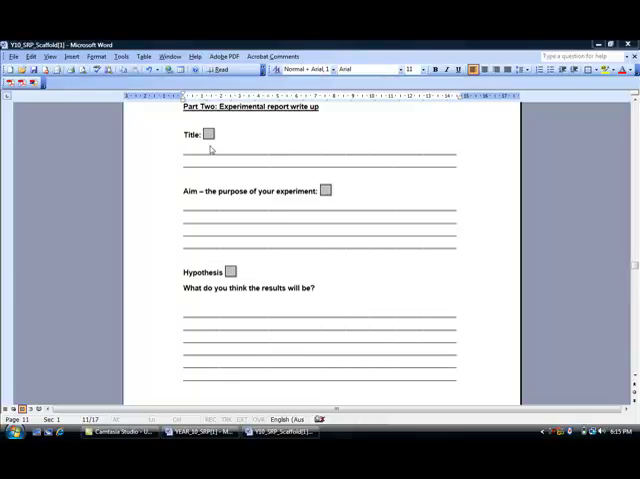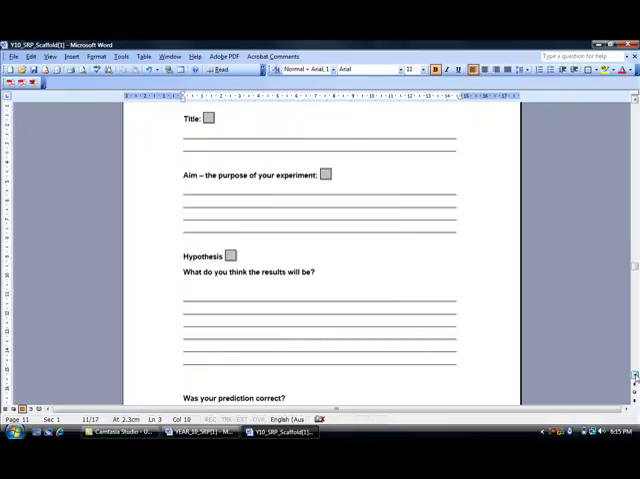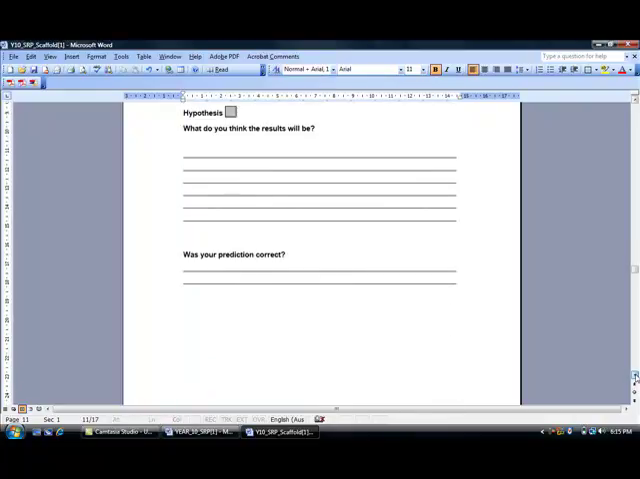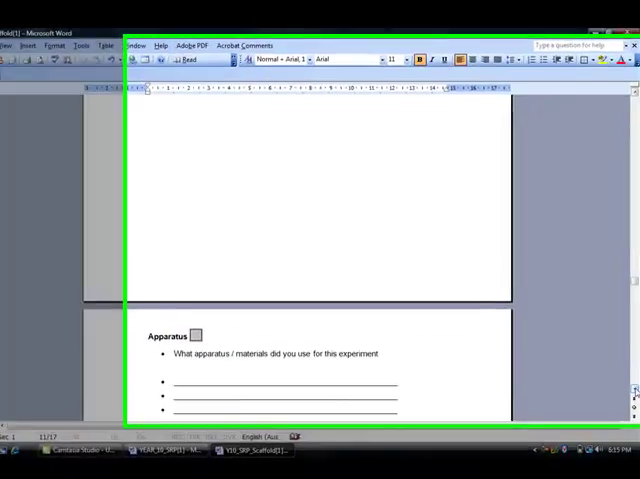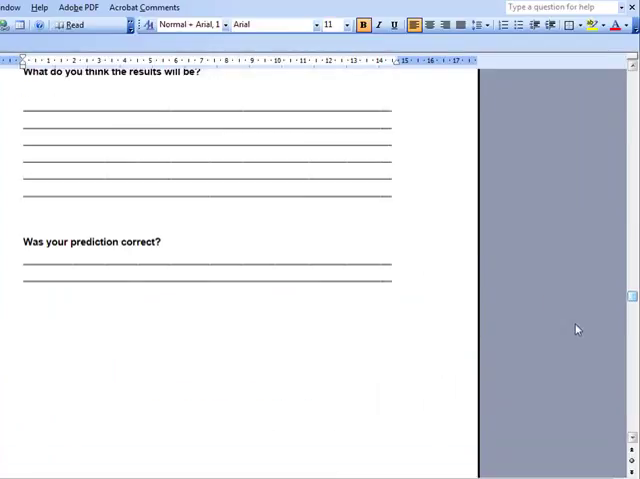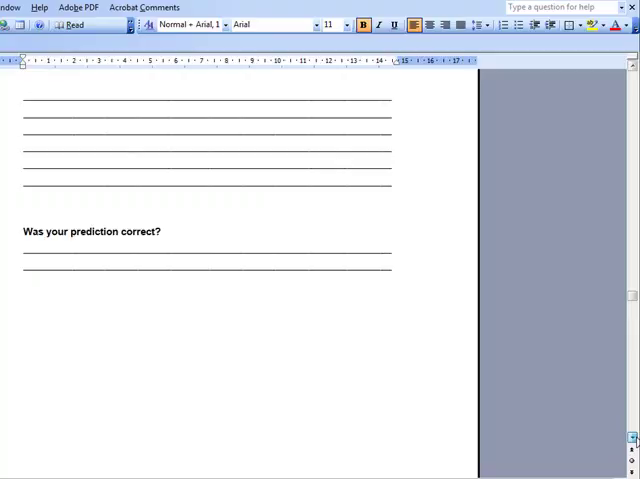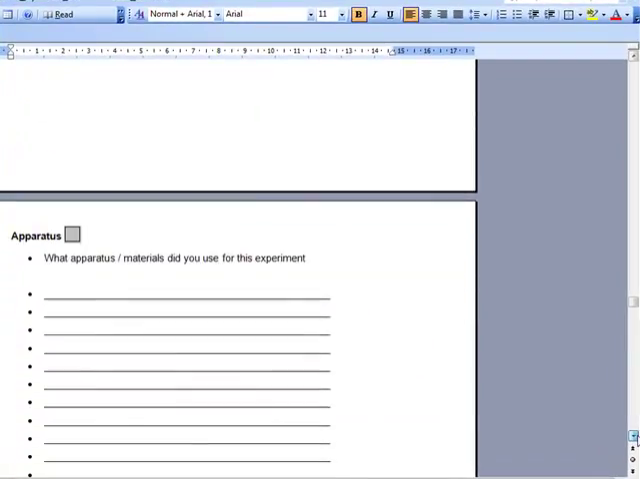Now when it comes time to writing up your final report after you have conducted your experiment, you'd want to include a title. The aim, again, fairly familiar. You can just fill in the gaps there. Hypothesis, you can just copy and paste back to your original hypothesis there. And you will also notice there that there's a bit about was your prediction correct. So you can just add a little bit in there as well.